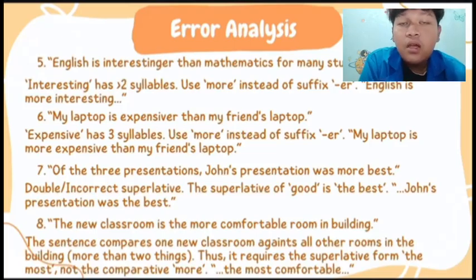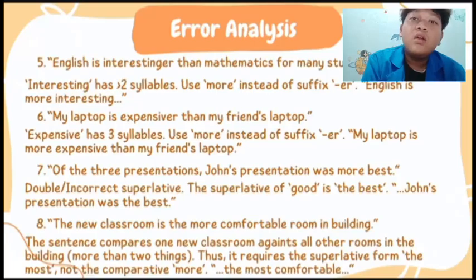And the number seven, of the three presentations, John's presentation was more best. It is a double and incorrect superlative. The superlative of good is the best, so it should be John's presentation was the best. Number eight, the new classroom is more comfortable room in the building. The sentence compares one new classroom against all other rooms in the building, more than two things. Thus, it requires the superlative form the most, not the comparative more. So it should be the most comfortable.